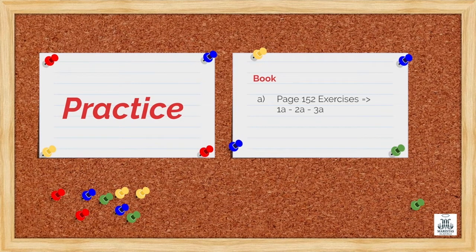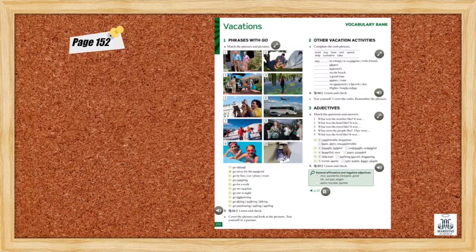Practice time. For practice, you need your book, page 152. Pay attention to the instructions. Page 152, Exercise 1A. You need to match the phrases and pictures. These are phrases related to vacations, activities we have during our vacations.